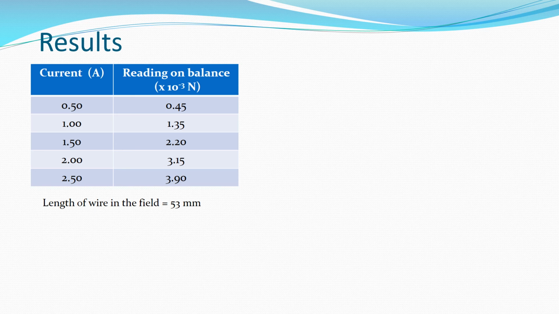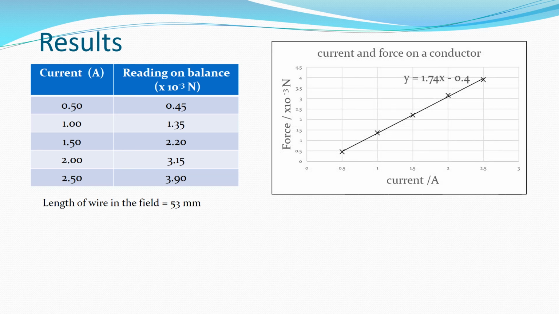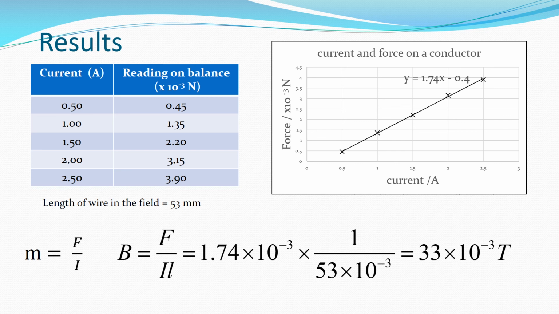We could draw this graph, or we could put it into Excel and determine a graph, and from this we can determine the gradient. In this case, 1.74. Remember, the gradient is force over current, and our rearranged equation for F equals ILB sine theta becomes B is equal to F over IL, because theta is equal to 90. So let me put that step in there for you.